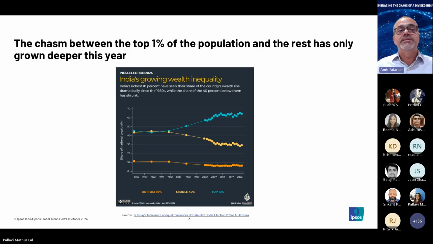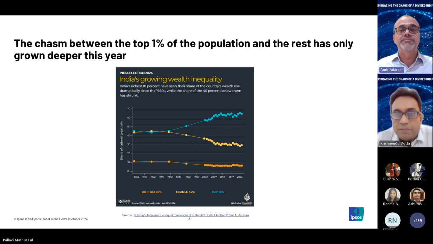Another chasm is the digital haves and digital have nots. And to talk about that, I'm handing over to my colleague Krishnendu, who will take us through the two cohorts which are going to shape the destiny of India in the times to come. Thank you.